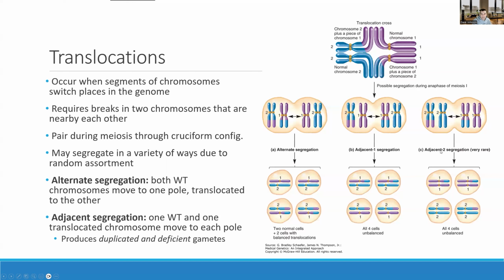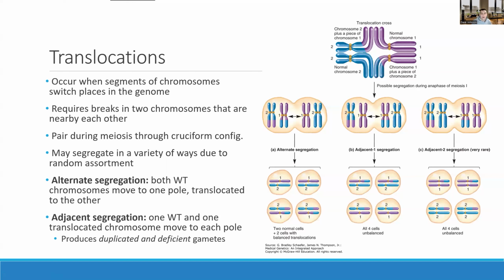Adjacent 2 segregation, which is exceedingly rare, but can happen, is when essentially you get both chromosome 1s going one way, both chromosome 2s going the other. So while you do have a bit of chromosome 1 information here, there's a whole lot of chromosome 2 happening. You have a bit of chromosome 2 information here. There's a lot of chromosome 1. Again, very unbalanced here, and you can see the resulting gametes. So this is why translocations are problematic.